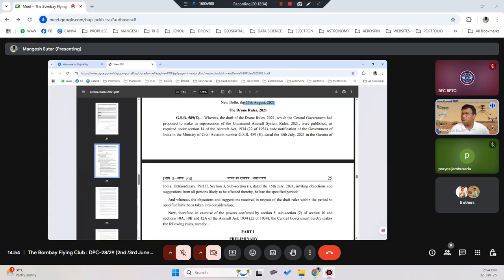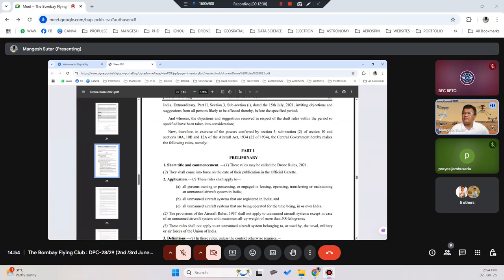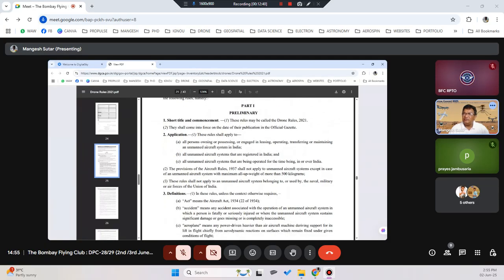The final drone rules was released, which we call Drone Rules. If you see, the drone rules has, as I said earlier, 12 parts. Part 1 is preliminary. It talks about the title of the document. The title of these rules is called Drone Rules 2021.